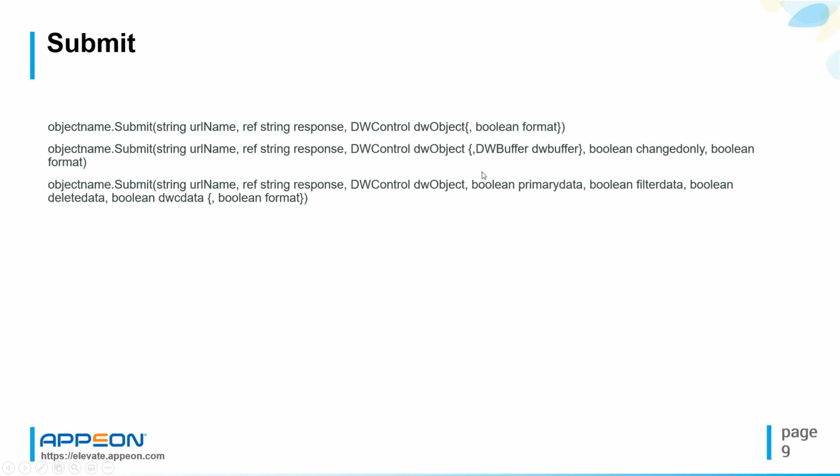There's another version of this where you can indicate whether or not you want to send all of the rows or just the rows that have changes. That's what this Boolean, changed only, is for.